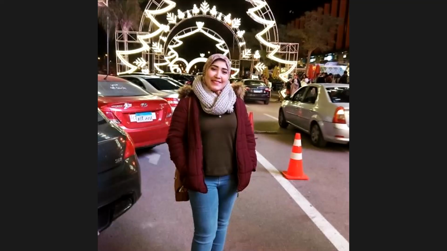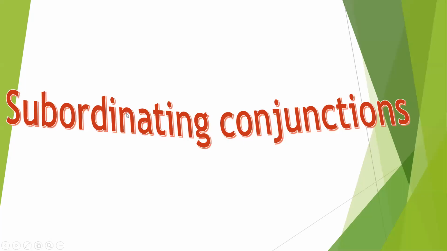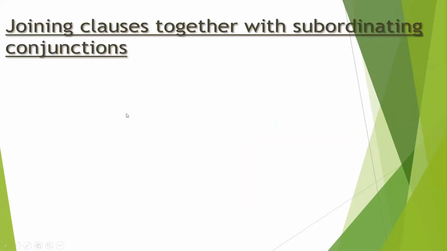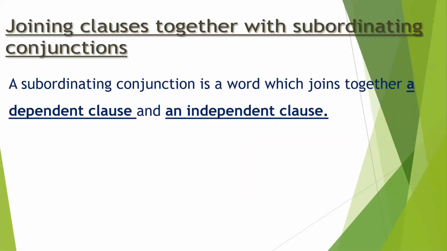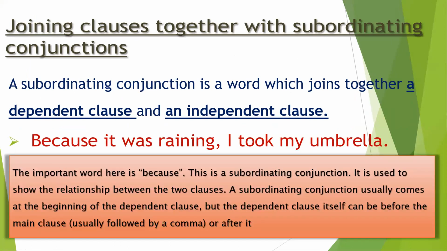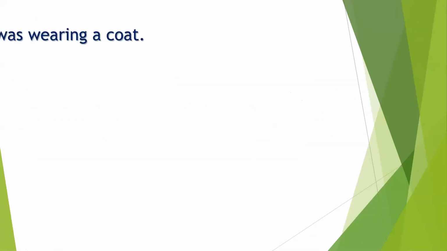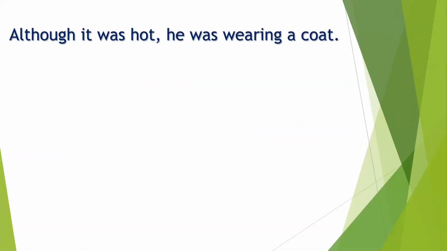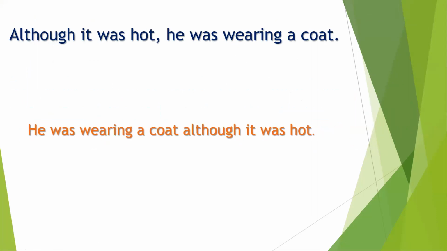Let's take a look here. Subordinating conjunctions. A subordinating conjunction is a word which joins together a dependent clause and an independent clause. Because it was raining, I took my umbrella. Although it was hot, he was wearing a coat. He was wearing a coat although it was hot.